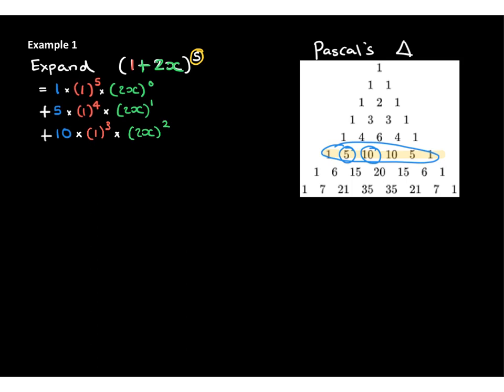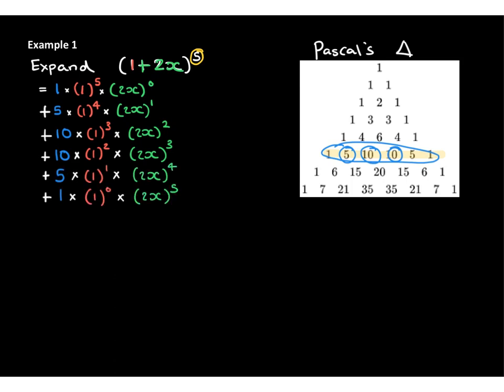So look at the red terms. You can see the powers of 1 are descending 5, 4, 3, 2, 1, 0 in a minute, and the powers of 2x are ascending or increasing 0, 1, 2, 3, 4, 5 in a minute. The blue numbers represent the coefficients taken from Pascal's triangle. So what's next? It's another 10 multiplied by 1 to the power of 2 multiplied by 2x to the power of 3. And I will fill in the next two terms as well. So I've completed the rest of the expansion here.